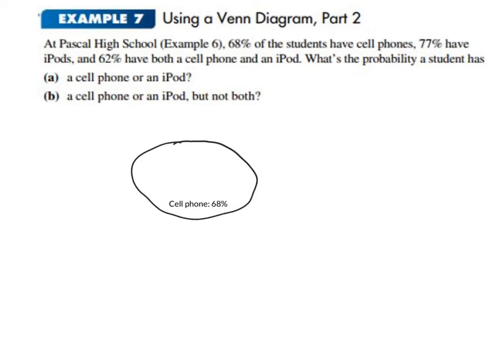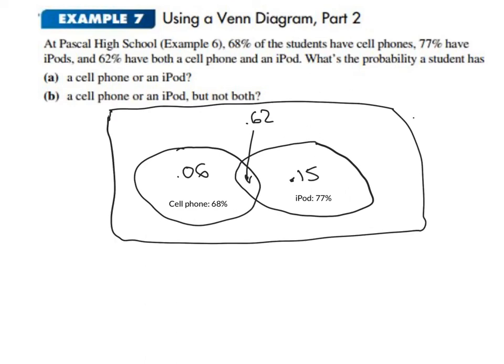First, we draw an oval to represent the 68% of students that have cell phones. I add another oval to represent the 77% of students that have iPods. Since we know that 62% have both a cell phone and an iPod, we can get more data. My finished Venn diagram should look like this. 6% of the students have a cell phone but not an iPod. 15% have an iPod but not a cell phone, and 62% have a cell phone and an iPod.